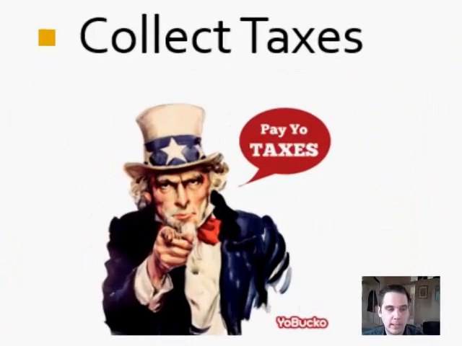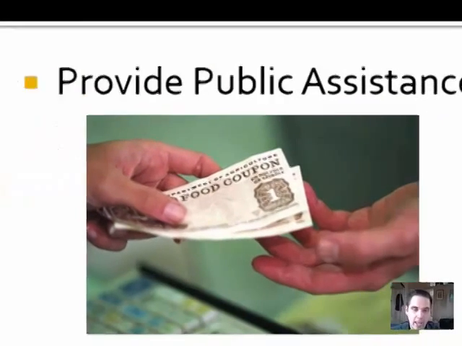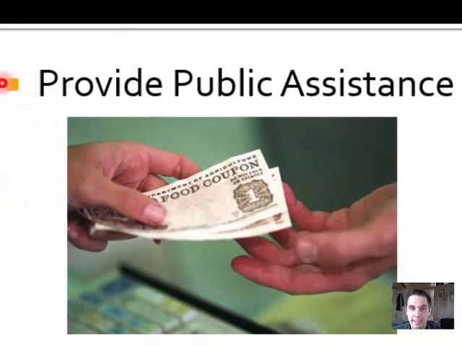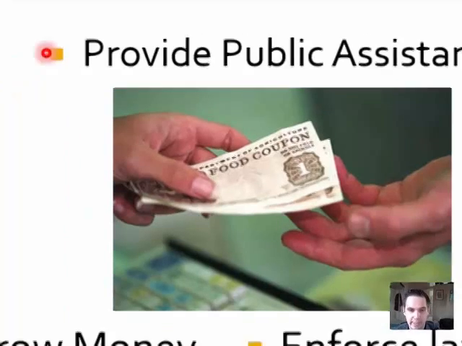For example, collecting taxes. There's federal taxes and there's state taxes. Enough said. Providing public assistance. Things like food, welfare, food stamps, disaster relief. The states can have their own programs to deal with this, and the federal government also can have their own programs to help people that are in need of assistance.